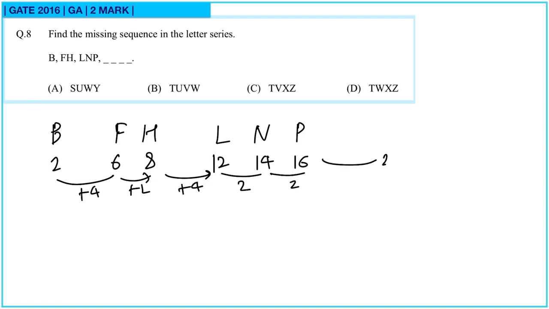So the next letter will be corresponding to 20, that is T. Then plus 2, plus 2, that is V, X and Z. This is 22, 24 and 26. So here the correct option is T, V, X, Z. Option C is correct.